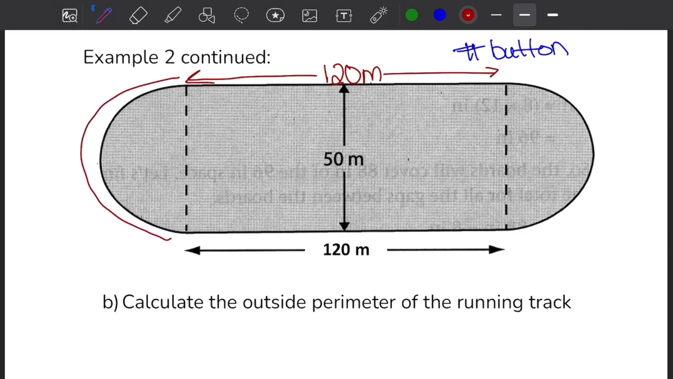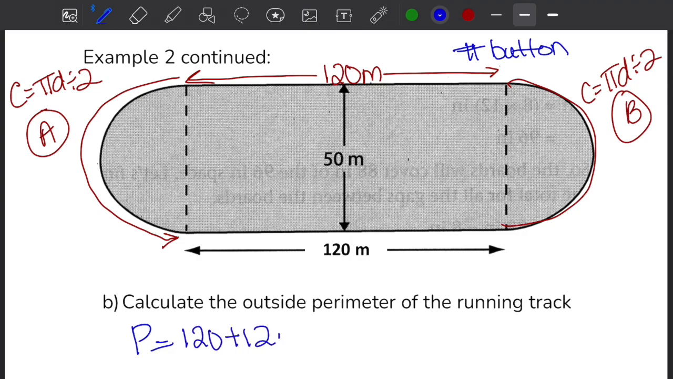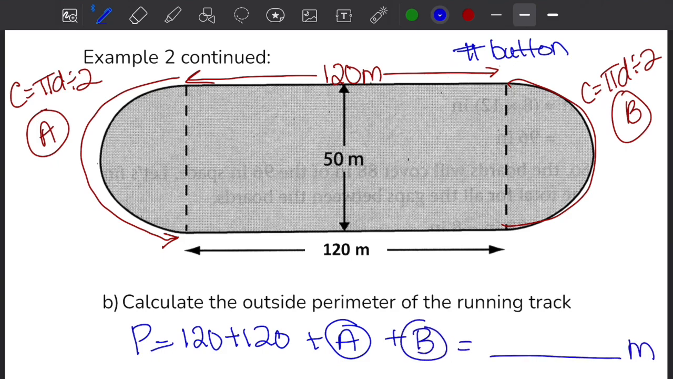So for this part as well, we said its circumference equals pi d divided by 2, and we called this part A. And for this part, we said, again, pi d divided by 2, and we called this part B, right? Just to make our lives a little easier. So perimeter will be 120 plus this number plus 120 plus this number. Okay, so 120 plus 120 plus whatever we get for A plus whatever we get for B, and that will give us an exact answer in meters.